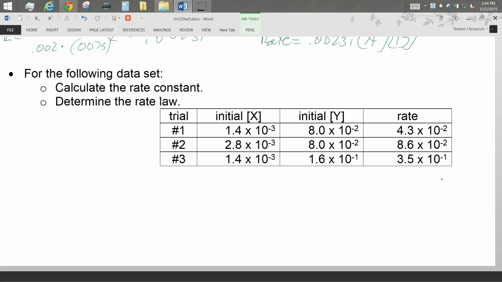Okay, so let's do this one here. I got a doubling here, and I've got a doubling here. So it's first order with respect to x. I've got a doubling here. And what happens here? I think it's 8 times. 35 divided by 4.3. Yeah, that's 8 times.